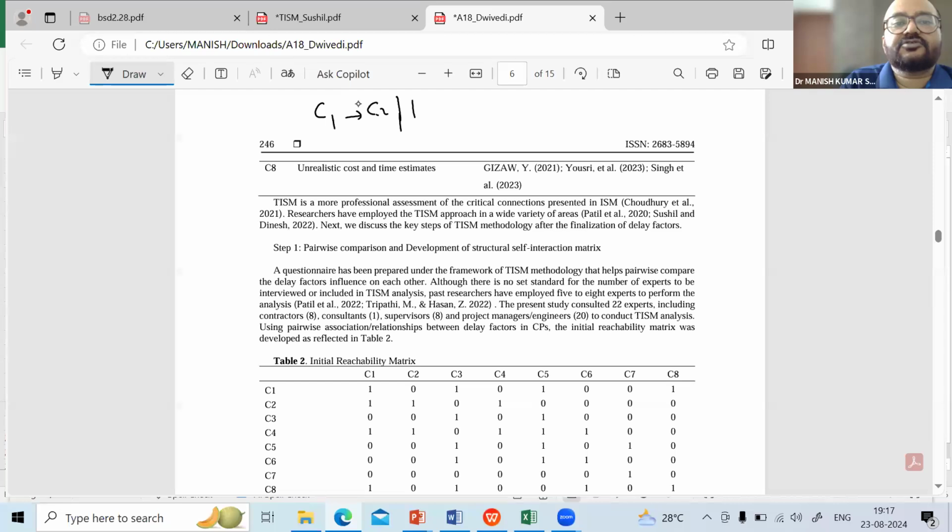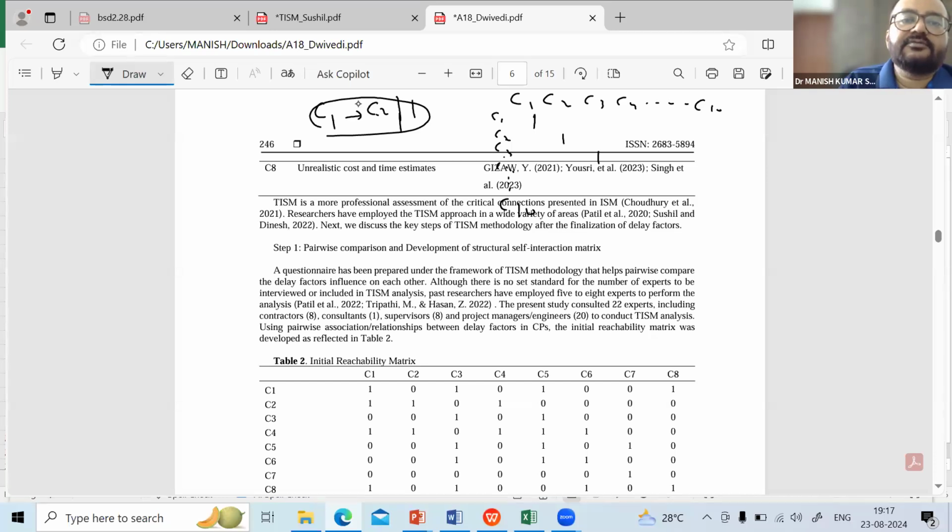So how to represent this: you can write C1, C2, C3, C4, up to C10 in the rows, and there also you write C1, C2, C3, C4, up to C10. And then you start. C1 to C1 is always 1. C2 to C2 is always 1. C3 to C3 is always 1, because they are the same thing. So that's why we don't consider it, and we write 1.